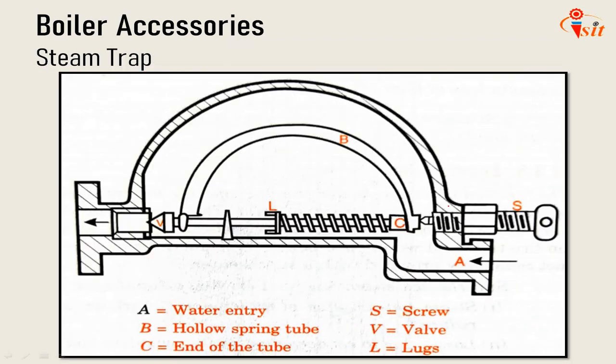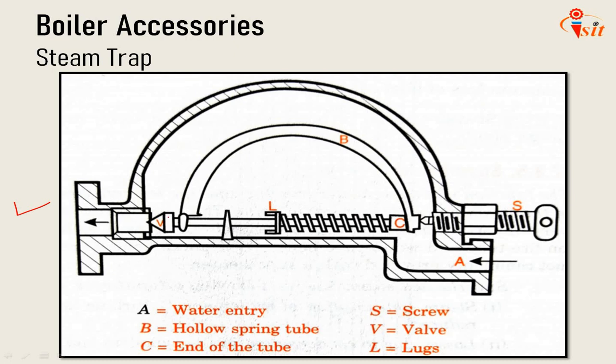The last accessory is known as steam trap. The function of a steam trap is to drain away automatically the condensed steam from the steam pipes, steam jackets and steam separators without permitting any steam to escape. The steam traps are classified as first one expansion or thermostatic type, second one bucket or float type. Here the figure shows an expansion steam trap.